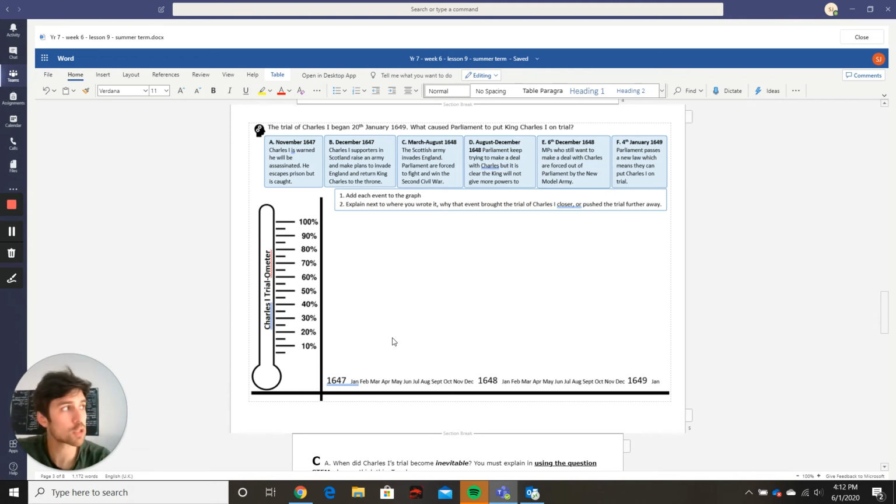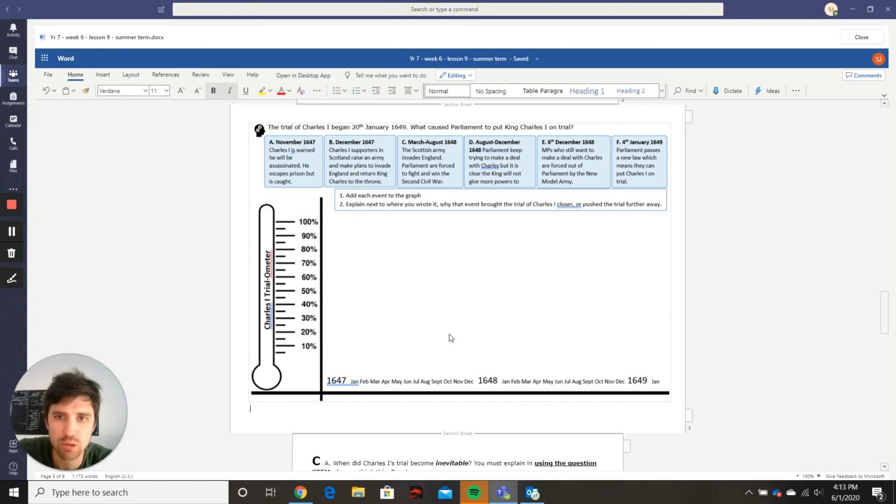But because Sir Thomas Fairfax is still really in charge of everything at this point, and he doesn't want a trial, it doesn't bring us that close. So I would be putting it here above, where are we, 1647. I'm going to go across to November, and I'd add it there, if you can see my cursor on the page. But I think I'd probably put it around 20 to 30%, somewhere there. And all you're going to have to do is just write the letter A where you think it should be.